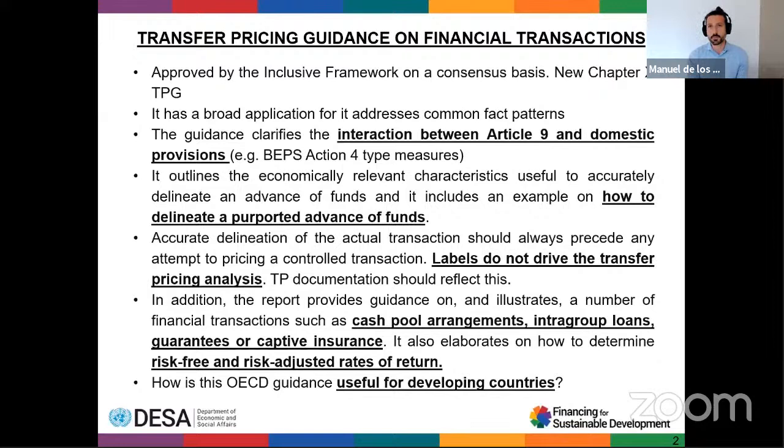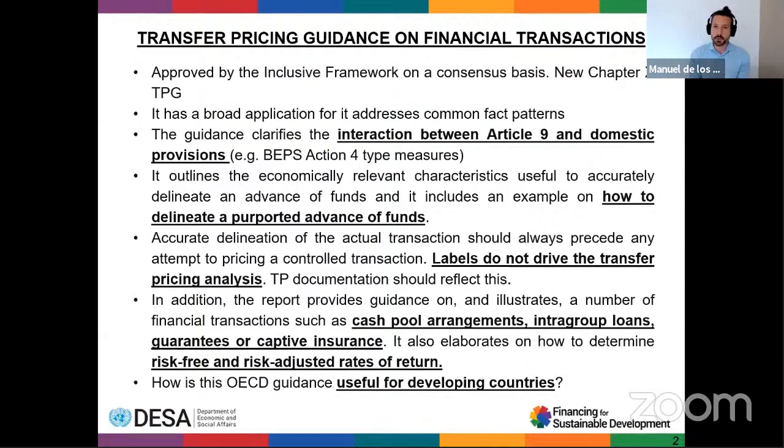The guidance that we published last year, in particular in February 2020, is relevant once again because it's been approved by the whole Inclusive Framework. And that means that the chapter represents the consensus view of over 135 countries. And that's important in order to achieve the final goal of the transfer pricing guidelines, that is, at the end of the day, to minimize disputes and avoid double taxation.